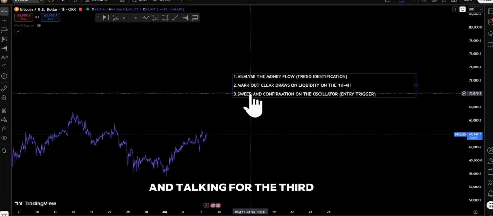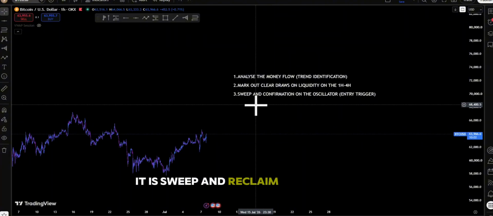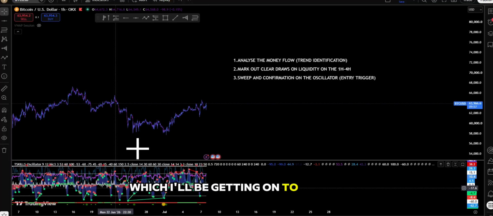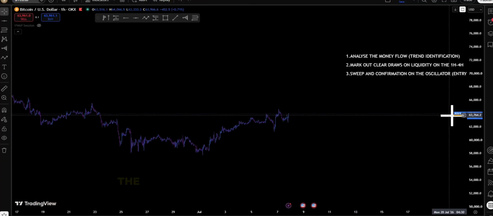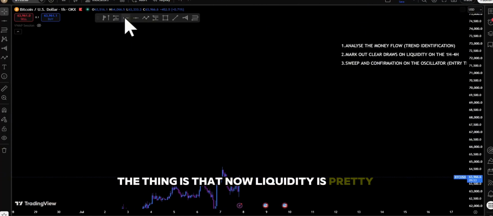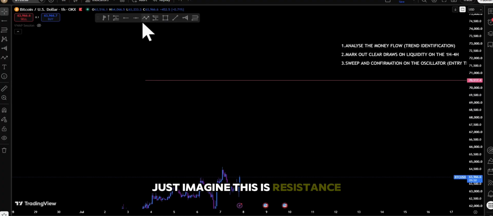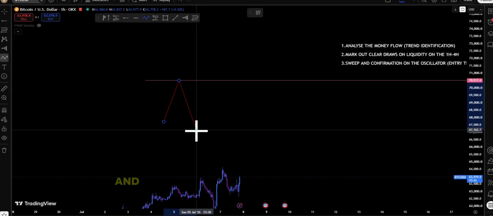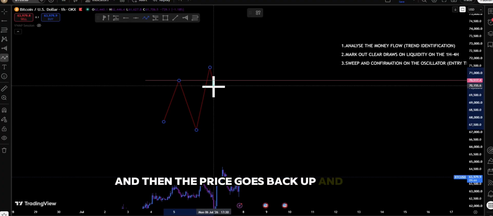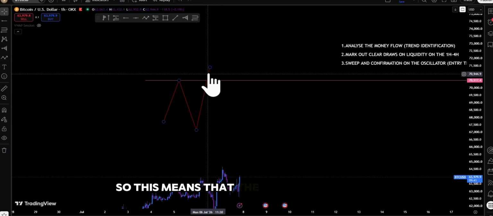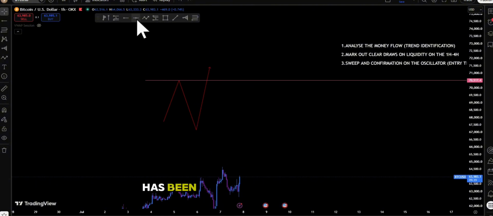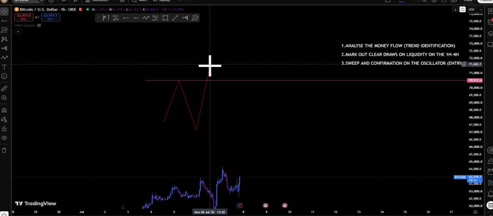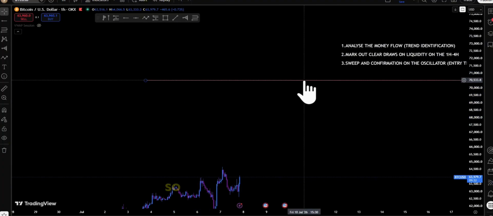And talking for the third step, it is sweep and reclaim, which is the confirmation. And you will also need an indicator, which I'll be getting onto. All right, and now liquidity is pretty simple. Just imagine this is resistance, and then the price comes here, forms a resistance, and then the price goes back up. So this means that the liquidity has been taken out, as above this there were pending orders and stop losses which now have been taken out. All right, so this was the third step.